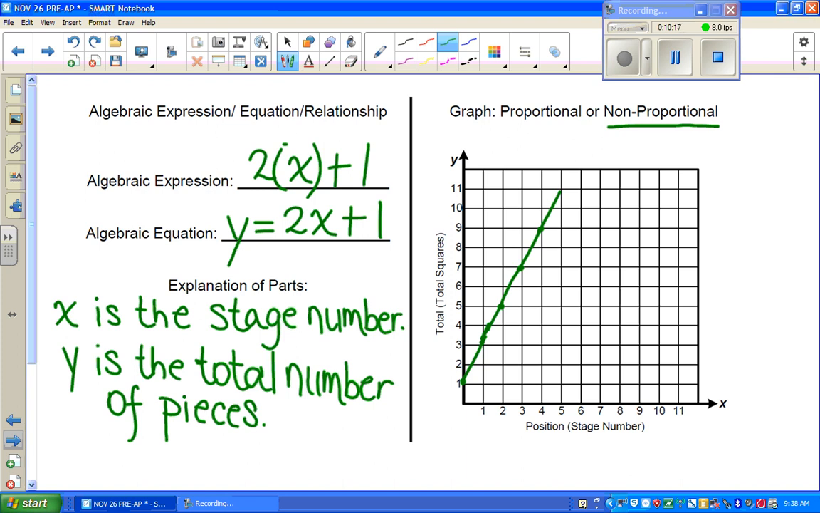So now tomorrow in class, we're going to do some more problems like these, and you're going to be able to do the table, the equation, and the graph.